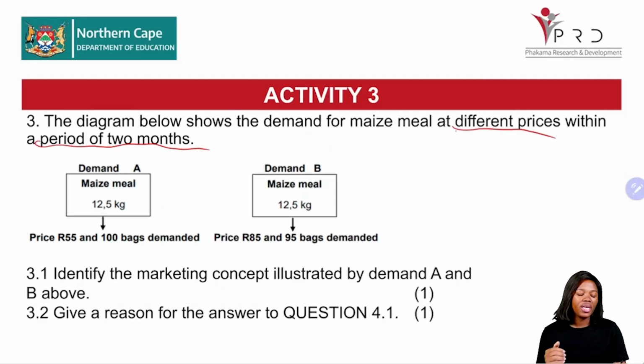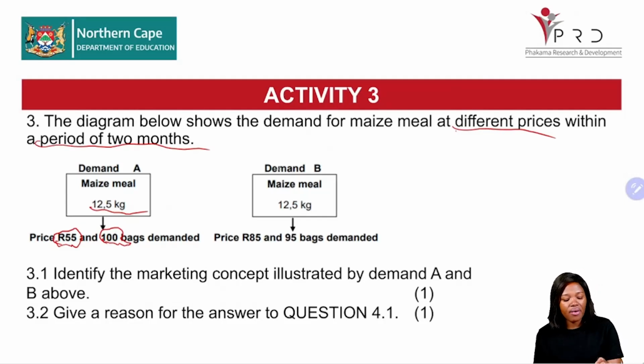Now we have the diagram right here. Diagram A for maize meal, 12 kg. The price initially is 55 rand, meaning this maize meal is costing 55 rand. And the consumers demanded 100 bags of maize meal while it was costing 55 rand.